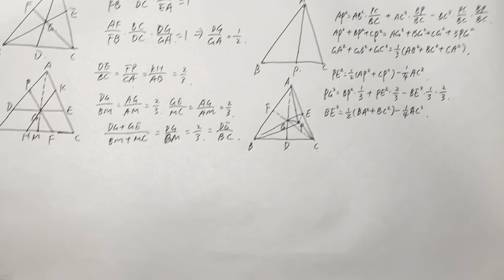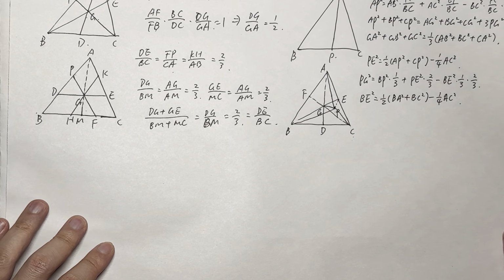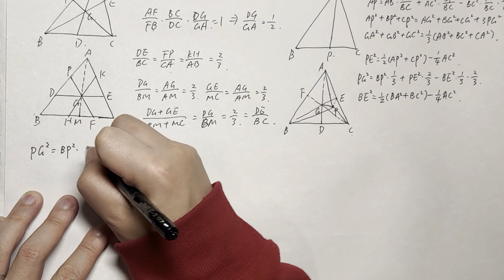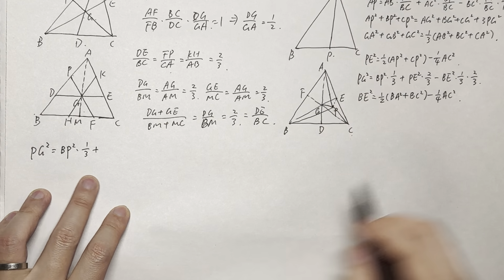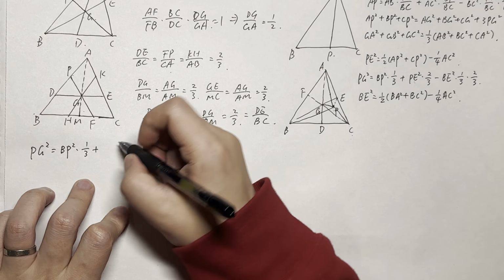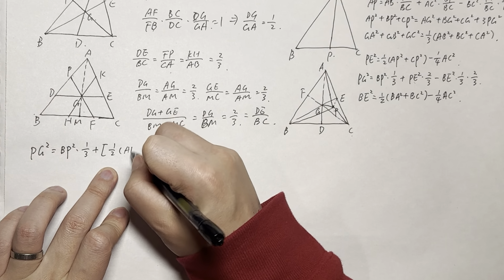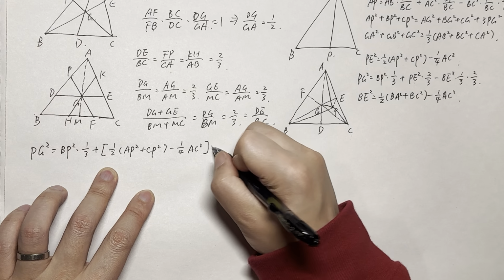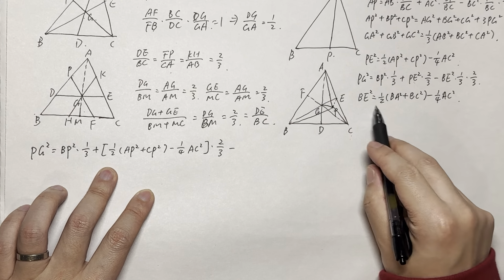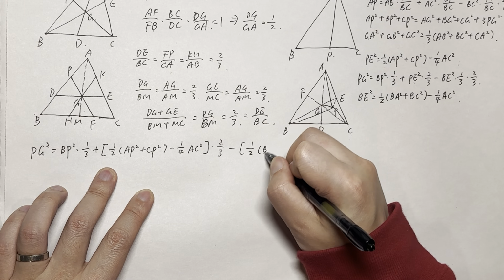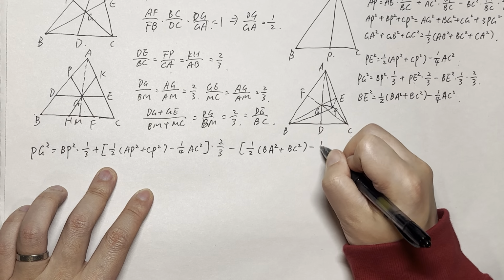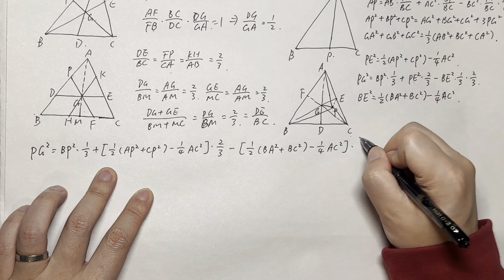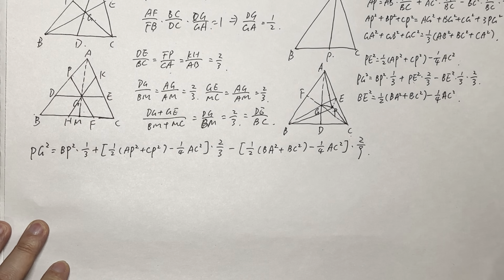Then we got PG squared equals BP squared times 1/3 plus PE squared, that is half of AP squared plus CP squared minus 1/4 AC squared, times 2/3, minus BE squared, which is half of BA squared plus BC squared minus 1/4 AC squared, times 2/9. Now we expand this one.